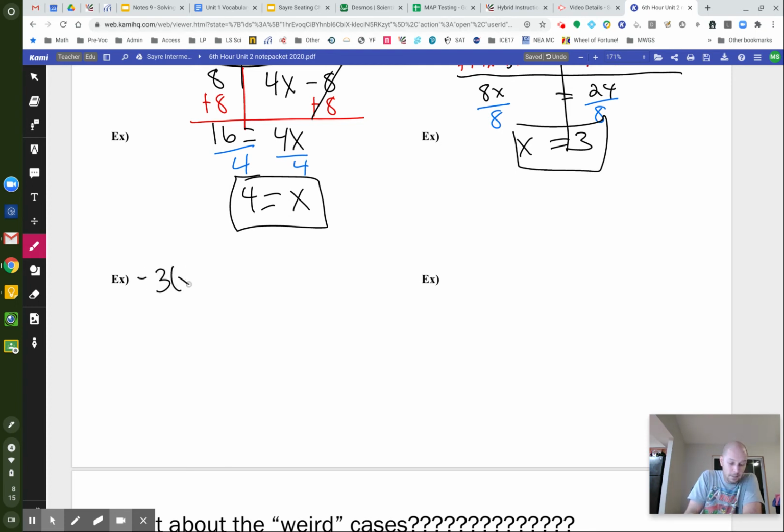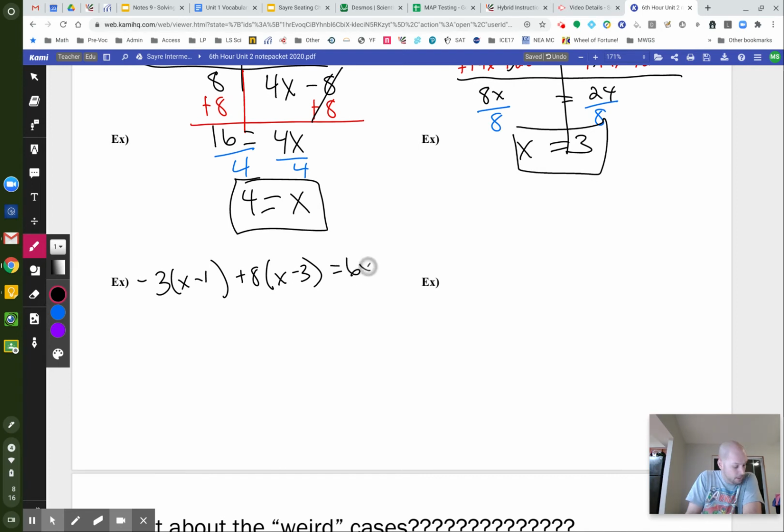Negative 3x, oops, not plus, minus 1 plus 8 times x minus 3 equals 6x plus 7 minus 5x. Okay, a whole lot going on in that problem, but I know that you can get it done. So what I'm going to do first is I'm going to follow my steps. I'm going to distribute first.